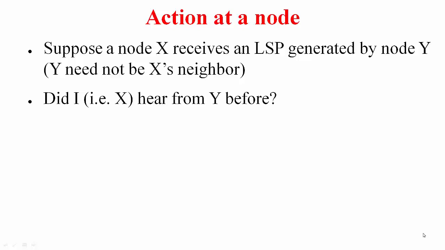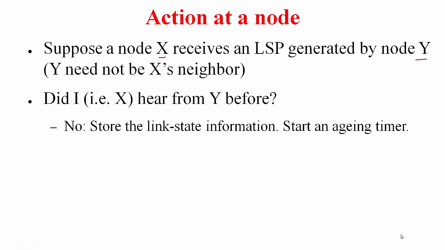So what does a node do when it receives a link state packet? Let's look at it from the perspective of node X and node Y. Suppose node X were to receive a link state packet generated by node Y. Notice that Y need not be X's neighbor. It had come through some neighbor of X, but it was generated by someone else. So the first thing node X does is check whether it had heard from Y before. Suppose it did not hear from Y before. What should it do? Basically, it needs to store the information because this is new information that it is getting. And as I mentioned earlier, it needs to time each of these entries. So it starts an aging timer.